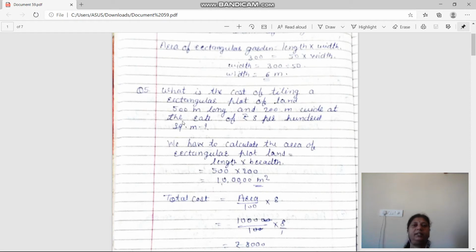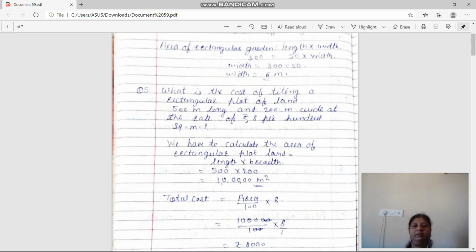So what is the length here? 500. What is the breadth? 200. So 500 multiplied by 200, we get 1 lakh meter square. This is the total area. Now we have to calculate the cost. So how will we calculate the cost?